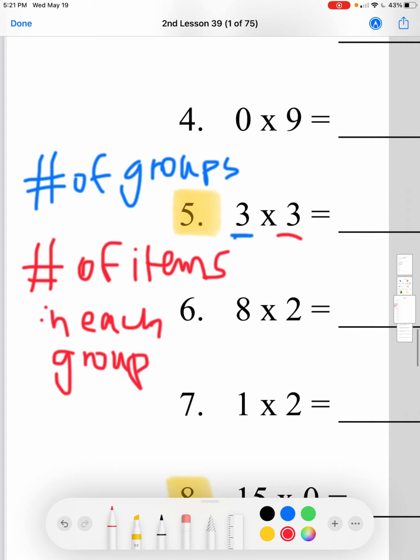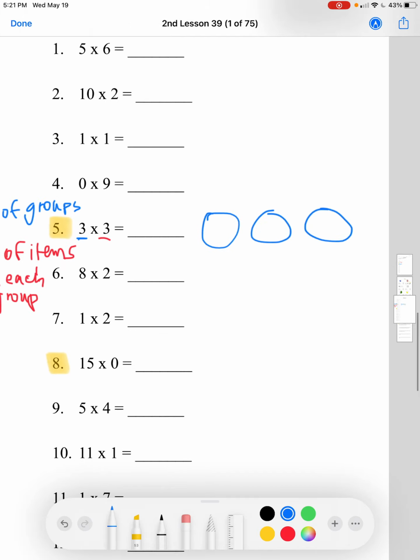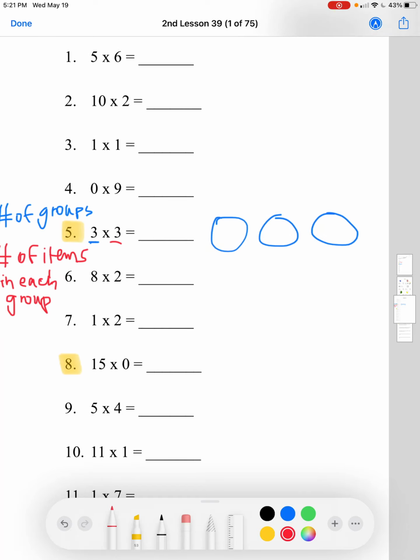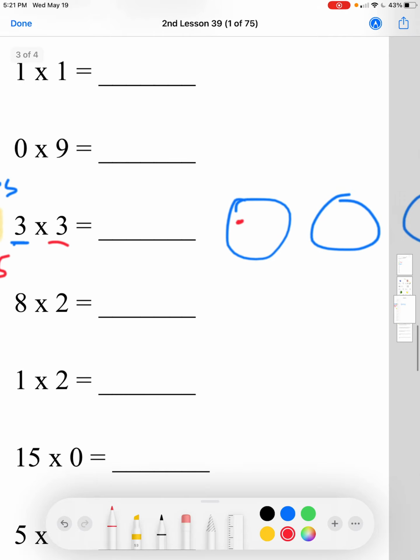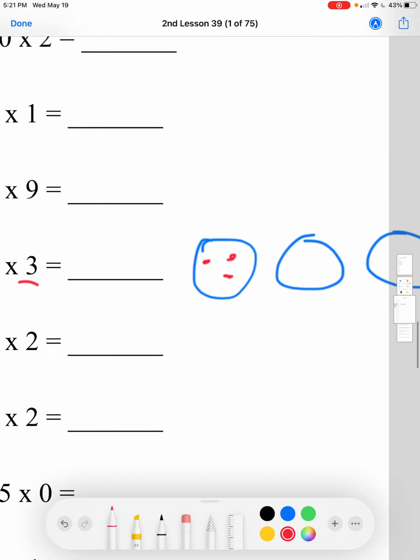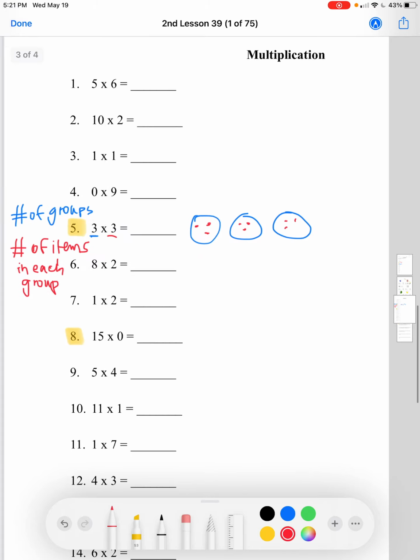This is very messy handwriting, sorry about that. Okay, so let's draw 3 groups. 1, 2, 3. And let's just draw 3 items. It can be whatever you want. It can be stars, dots, anything. Let's go with dots. We have 1, 2, 3 in each group.